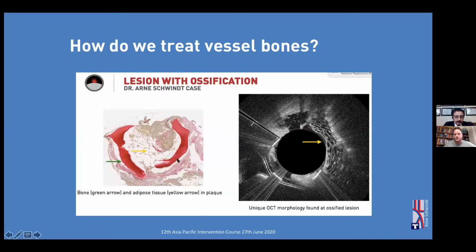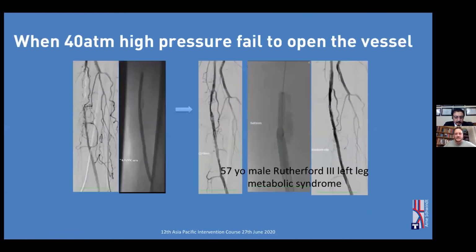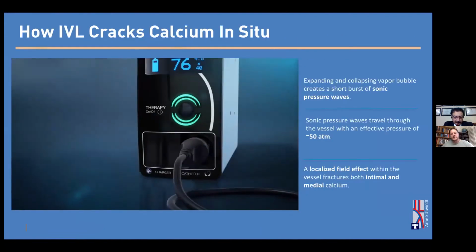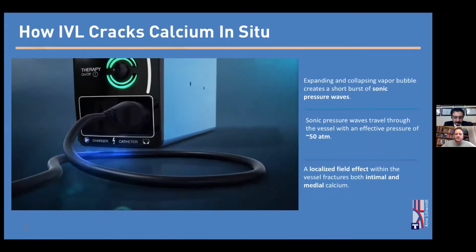What happens is lymphocytes and leukocytes get into the fat plaque and the cholesterol plaque and morph into bone vessels. So how do we treat this, or how did we used to treat this? This is a patient with a CTO, heavily calcified, and you see that 40 atmospheres of pressure did not change this calcium. This new IVL technology is probably the way to overcome that.